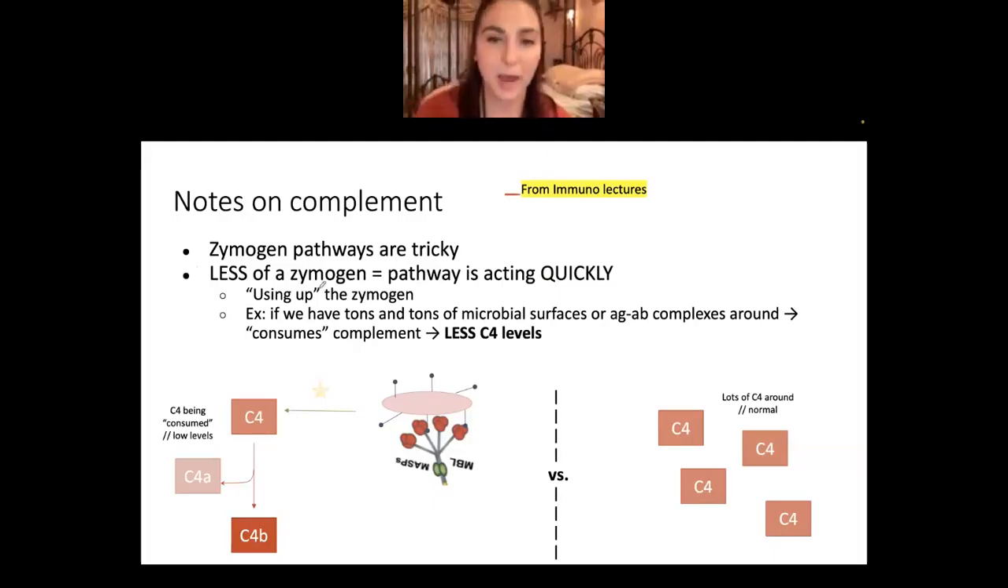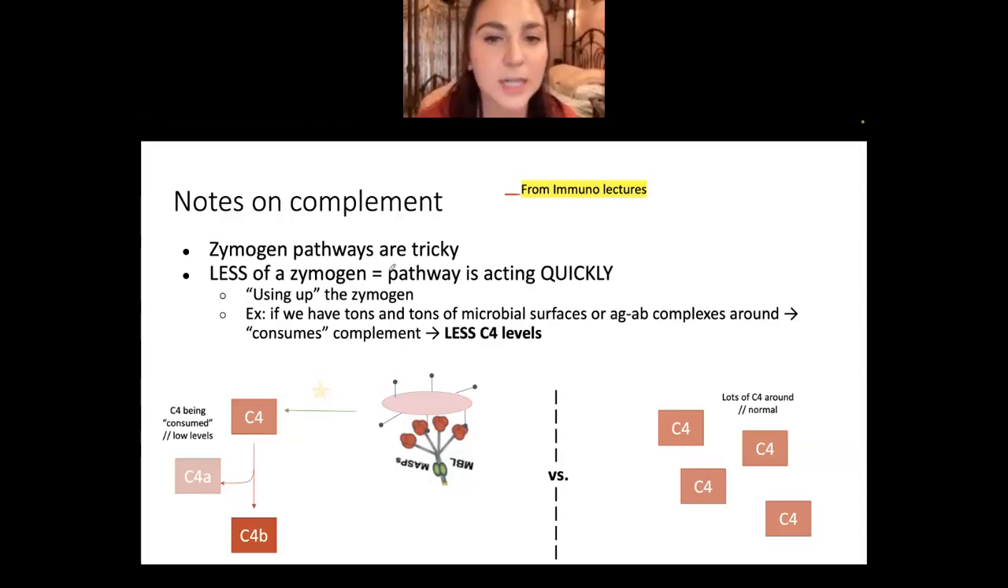Less of the zymogen, the pathway is progressing. And I'm just emphasizing this because this is how the PT and PTT play into understanding how zymogens work. So again, if you have less of the zymogen, you're moving through the pathway, so you're using up that zymogen. So think of it in terms of C4.